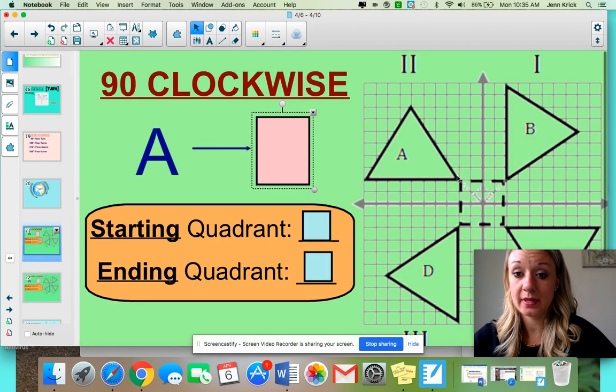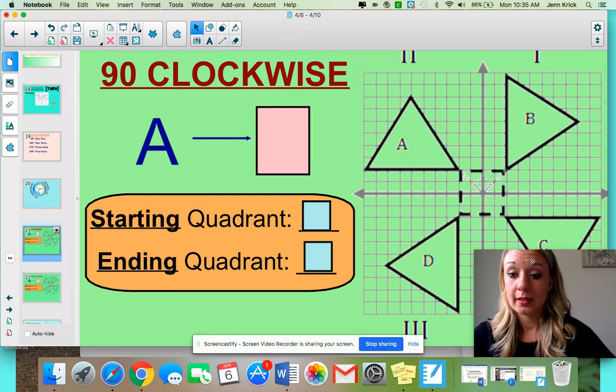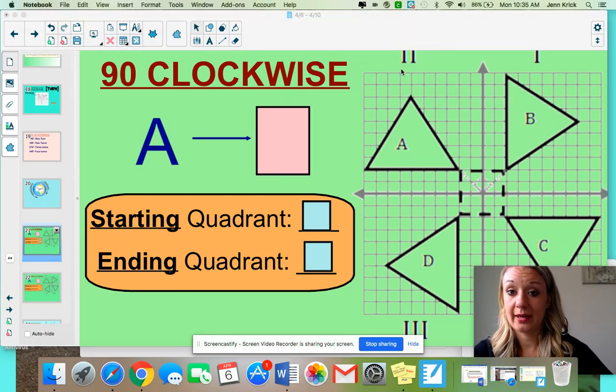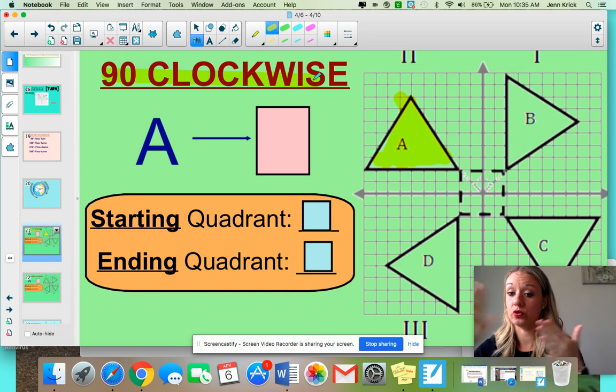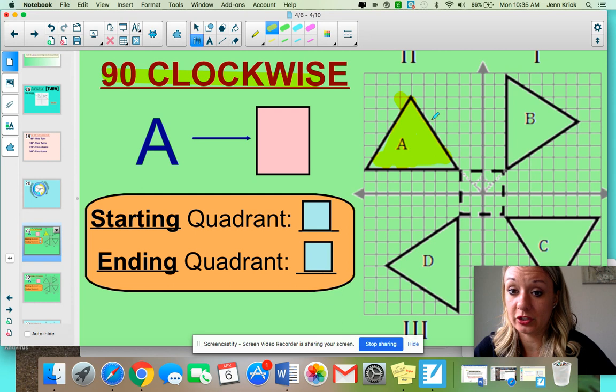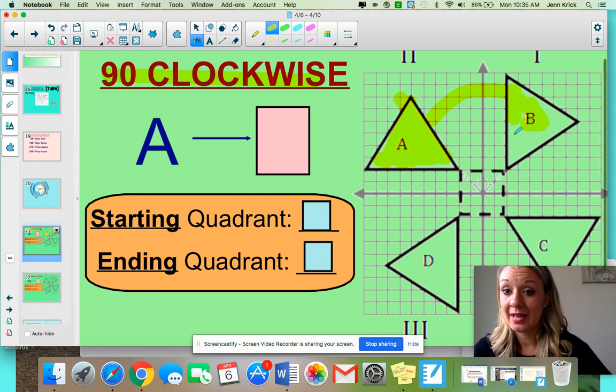All right, so here's my starting image right here. Let's say that I'm starting with triangle A. I'm starting with this guy right here, and I'm going to highlight it for you so you can see. If I asked you to turn it or rotate it 90 degrees clockwise, first of all, if I'm turning it 90, that just means I'm turning it one time. It's going over to one other quadrant, the next one. And if I'm going clockwise, I know that I'm going in the direction of the clock. So I'm going to be coming over here, which means that my ending triangle is going to be triangle B.